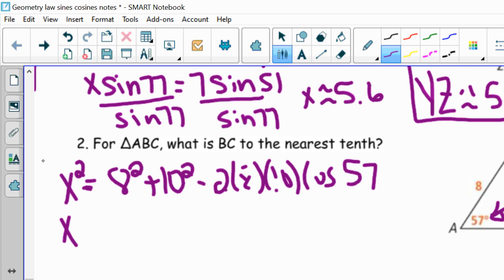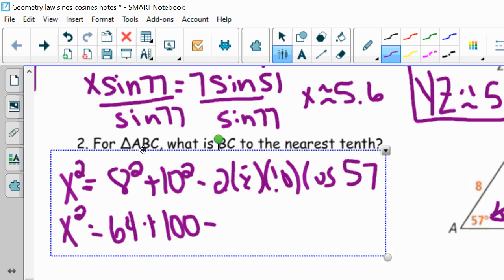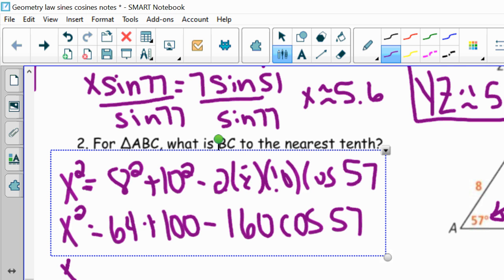So then I'm just going to start working this out. x squared equals, so 8 squared is 64, 10 squared is 100, minus, I'm going to multiply 2 times 8 times 10 and get 160 times the cosine of 57. I'm going to add 64 and 100 together, so I get x squared equals 164 minus 160 cosine of 57.